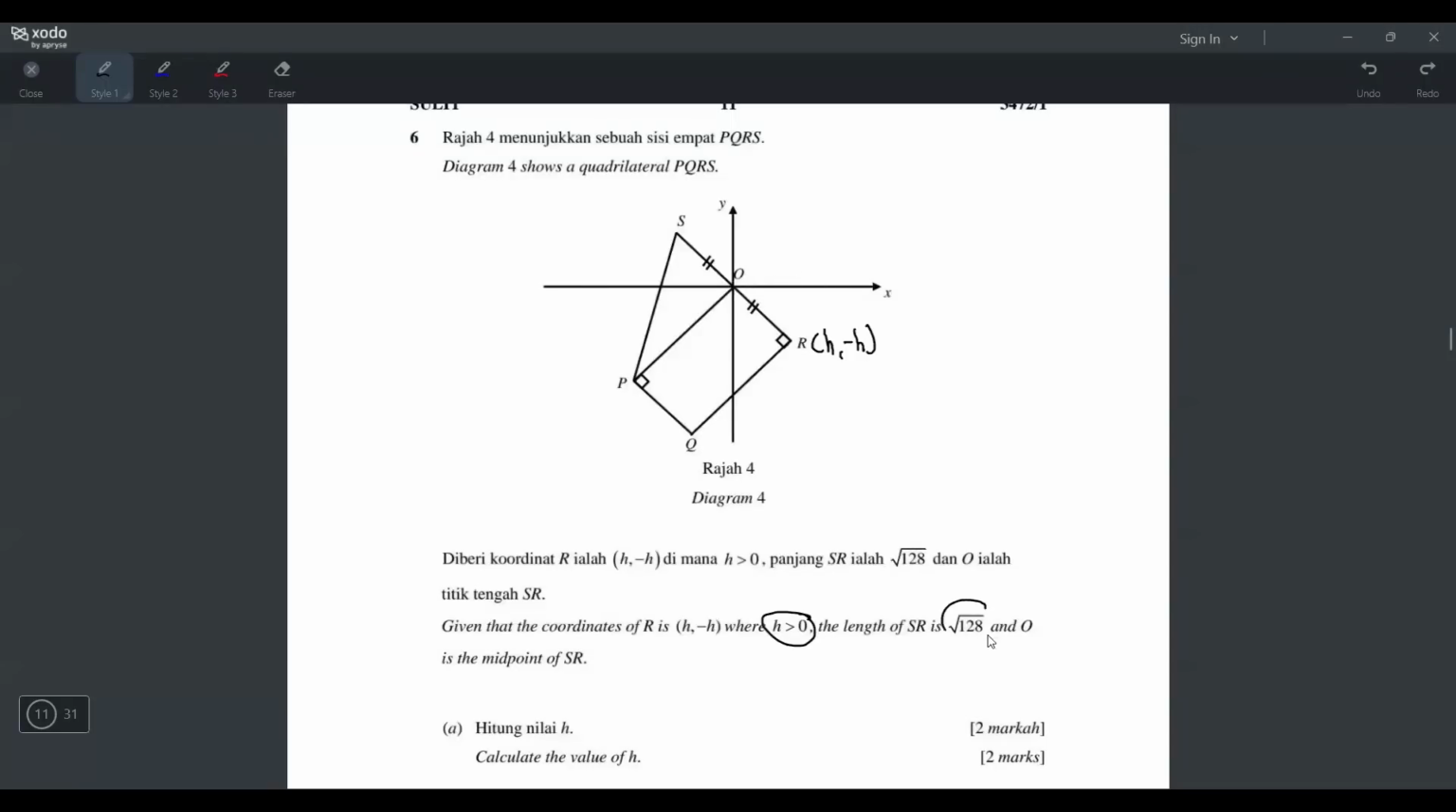Okay, so the length of SR is square root 128. Let's label. Where's SR? It's here. So I'll just draw another line, because the 0 is messy, right? So I draw another line and then I write square root 128. So this is the distance. Okay, and then O is the midpoint of SR. So I can take square root 128 divided by 2, and then I'll get the distance here.